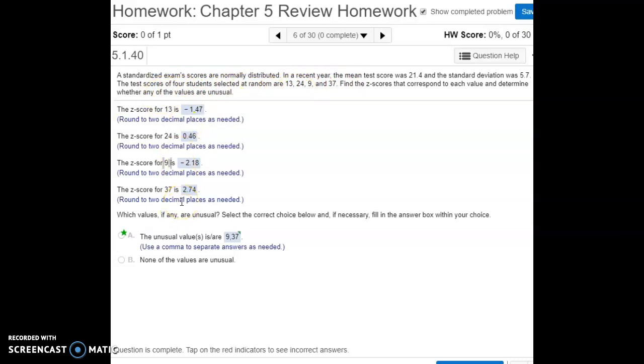And if any of those z-values are larger than a positive 2 or a negative 2, then it means they are more than 2 standard deviations away from the mean. And if you're more than 2 standard deviations away from the mean, that is an unusual result. So those test scores associated with those z-scores above 2 are unusual test scores.